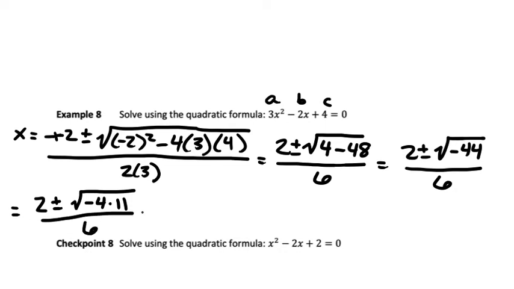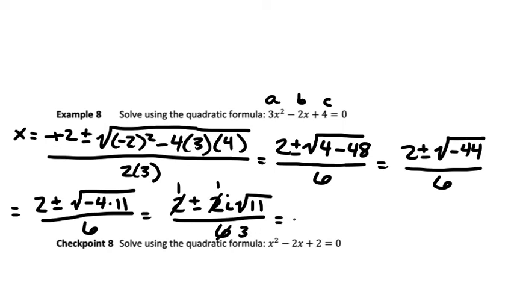So when I do my simplifying, we have 2 plus or minus, this is going to be 2i square root of 11 over 6. Now, once I get to this step, I'm looking at the three numbers, not the number under the square root, but the three numbers, and saying, okay, is there anything that I can take out of all three numbers? Yes, they can all be divided by 2. So this is going to become 1, this is going to become 1, this is going to become 3. So my final answer that MyLab Math is looking for is 1 plus or minus i square root of 11 over 3.